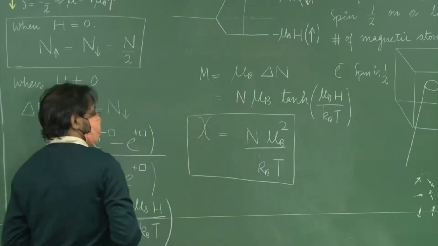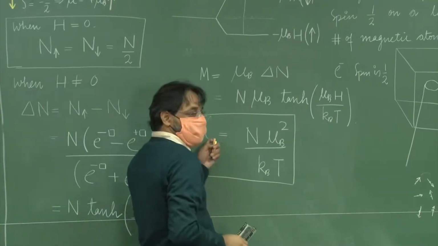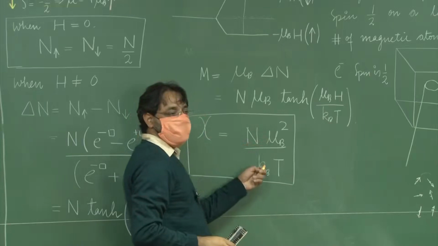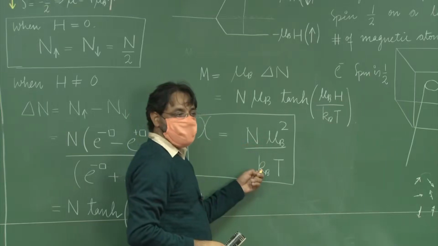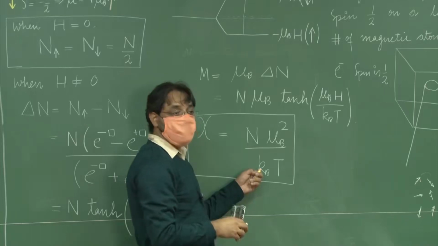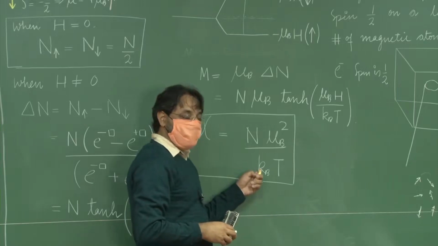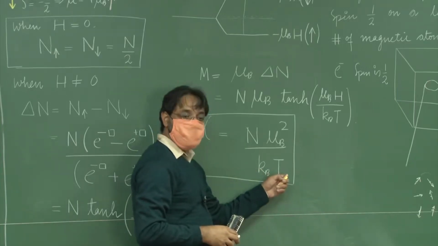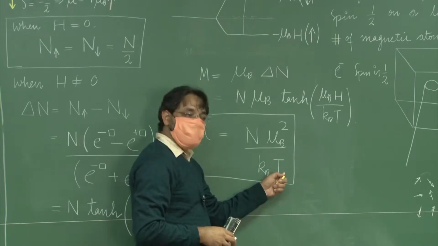So what do you learn? What you have learned is that the susceptibility follows a 1 by T temperature dependence, right? The susceptibility is going to increase as you decrease the temperature, and it will tend to infinity when the temperature tends to 0. Does it make sense to you? Theoretically, does it make sense to you?